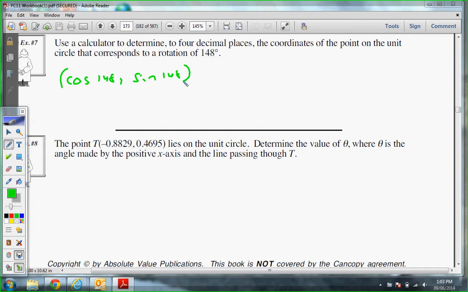We should expect, so that's cosine of 148, that's in quadrant 2, we should expect that to be negative and that to be positive. And indeed, when you plug that in, you get these two numbers. Hopefully you got this. Negative 0.8480 and 0.5299 would be the two answers there. And just plug it into your calculator.